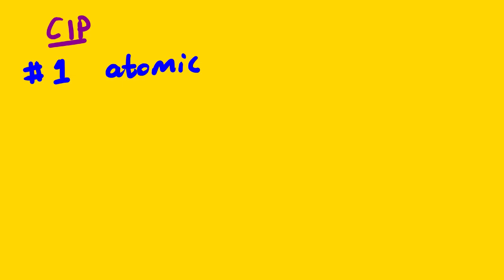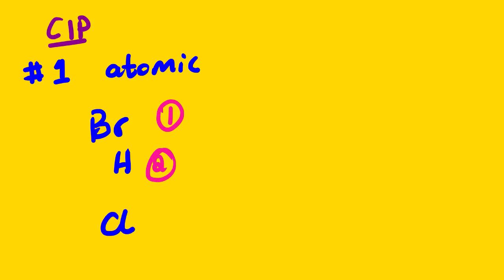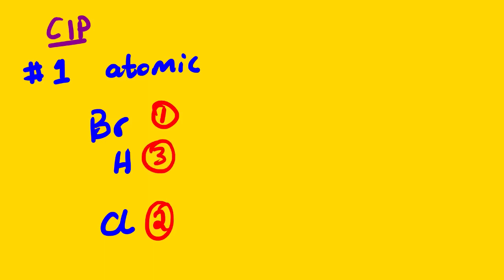If in a structure we have, let's say, bromine and hydrogen, bromine will take priority number one because it has the higher atomic number compared to hydrogen. And then we look at chlorine. If we have these three, bromine has the highest atomic number, so it will be 1. Chlorine has the second highest, which will be 2, and then the least atomic number is hydrogen.